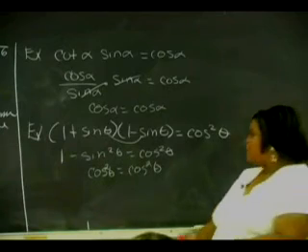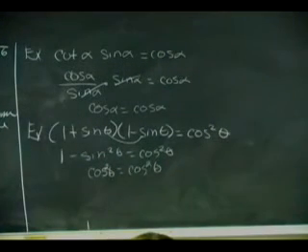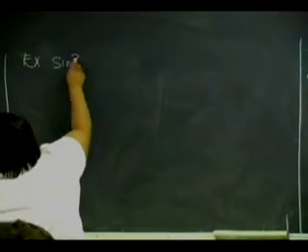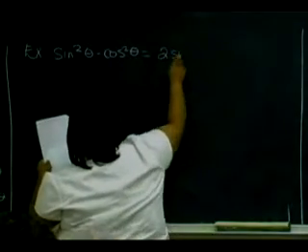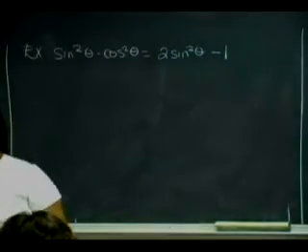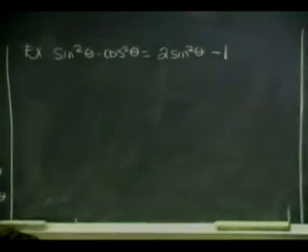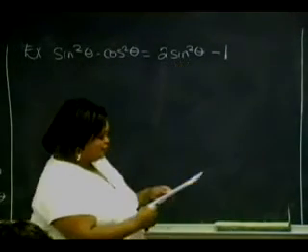All right, let's look at another one. And we're not going to erase this here. We'll just go here. Keep our identities up there for the time being. Another example. Suppose we have sine squared theta minus cosine squared theta equals 2 sine squared theta minus 1. And you want to make this side look like this side.